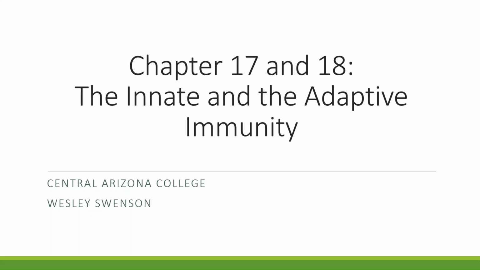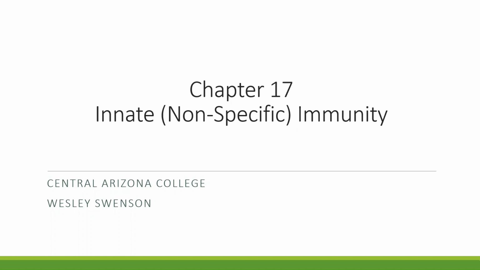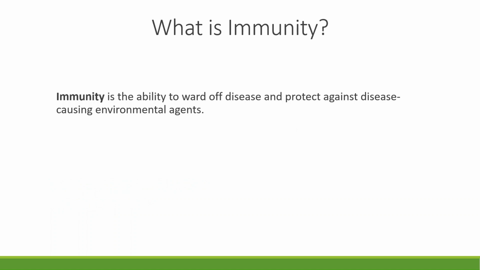Hello, everyone. Today we'll be covering two chapters from our textbook, chapter 17 and 18, that discuss the two major components of our immune system, the innate and the adaptive immunity. We'll first begin with chapter 17, which deals with the innate immunity, also referred to as the nonspecific immunity.